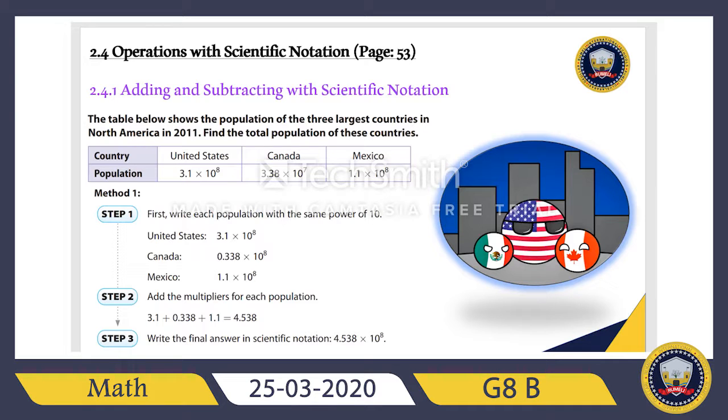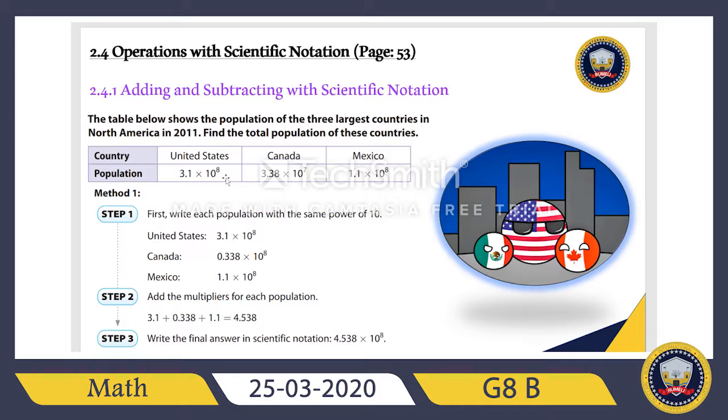An example is the table that's shown here. It shows three countries from North America with their population. United States has a population of 3.1 times 10 to the power of 8. Canada has 3.38 times 10 to the power of 7. And finally Mexico has 1.1 times 10 to the power of 8. We obviously can say that these numbers are huge from the power of 8. So this means 10 with 8 zeros next to it, which is a huge number.